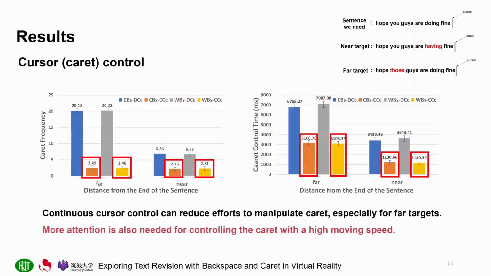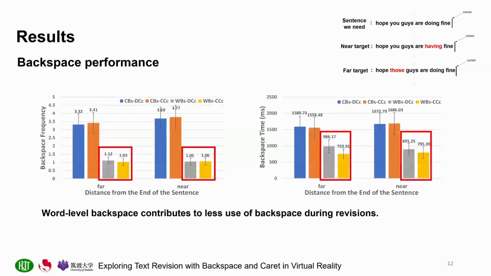However, it should be noted that participants have to focus on the fast-moving caret to stop it at the intended place. Word-level backspace contributes to less use of backspace during revision, whereas it may also be a double-edged sword, bringing potential cascading efforts for recovery to participants if they mistakenly delete more words.